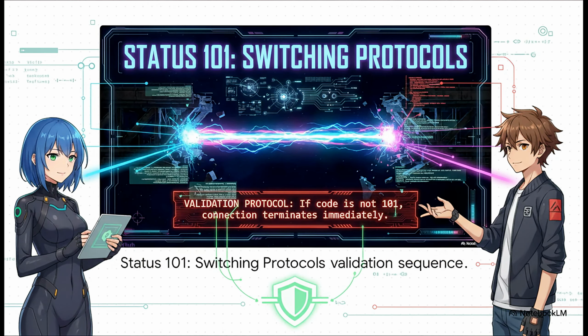Once the math checks out, the server fires back its HTTP response. Status code 101, switching protocols. This is it. This is the dramatic moment the neon tunnel officially opens. But keep in mind, there's a strict validation protocol here. If the client receives anything other than a 101, or if that accept key doesn't perfectly match the hash it was expecting, the connection is terminated instantly. Security and protocol compliance are absolute.